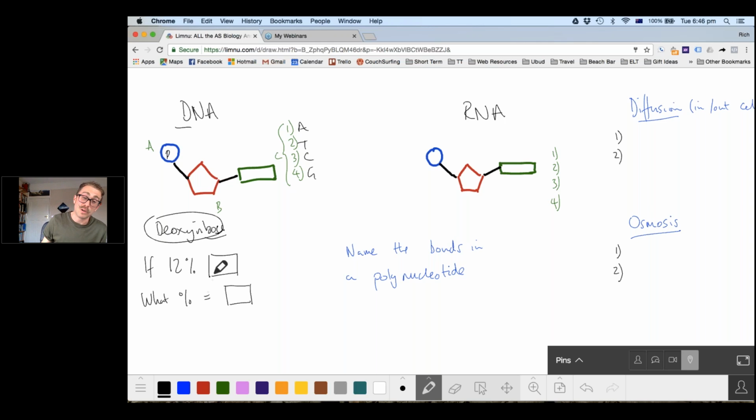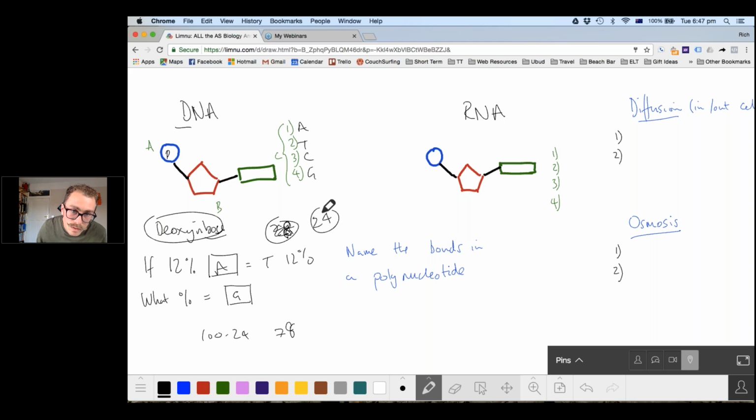A quite common question: if a DNA is 12% adenine, what percentage of it is guanine? How do we work this out? Well, we know that for every A, there's a T. So if there's 12% A, there must be 12% T. That means there's 24% in total A and T. So we do 100 minus 24, which gives 76. Have I done my maths right there? Probably not. Yeah, 78. No, 78.